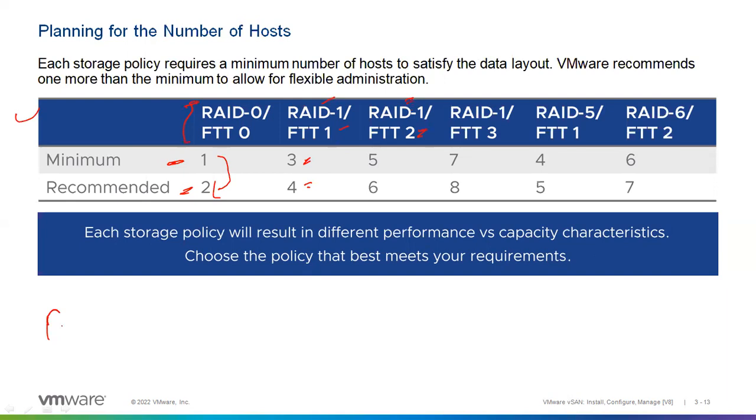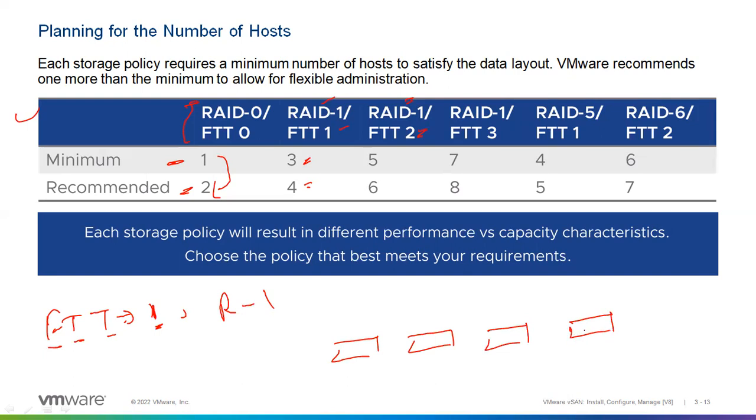So what is this word FTT? Failures to tolerate. It means how many concurrent failures you can maintain. That's the meaning of FTT. So if I say FTT1, RAID 1, it means I am planning something where I can tolerate one node failure. For that, VMware is telling you, at minimum you need 3 nodes, and the recommendation is 4. Why is the recommendation 4?